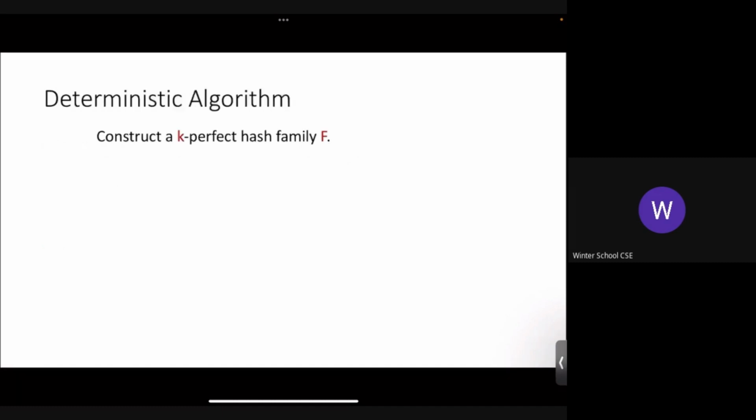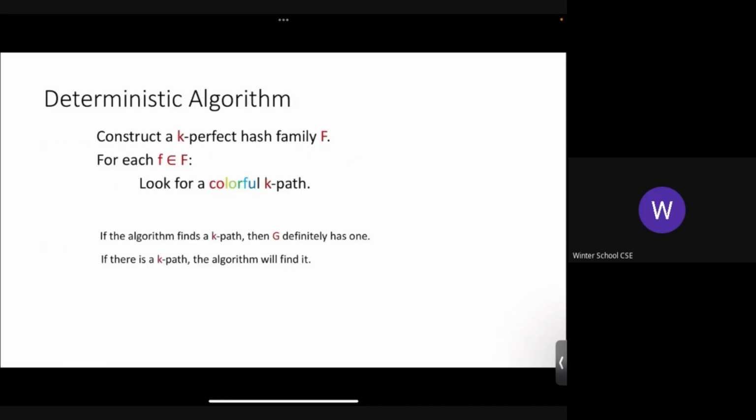Sorry, you got me. It should be universal, not perfect. It should be k-universal hash function.